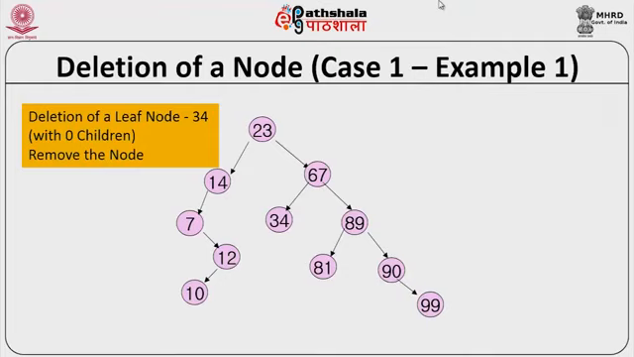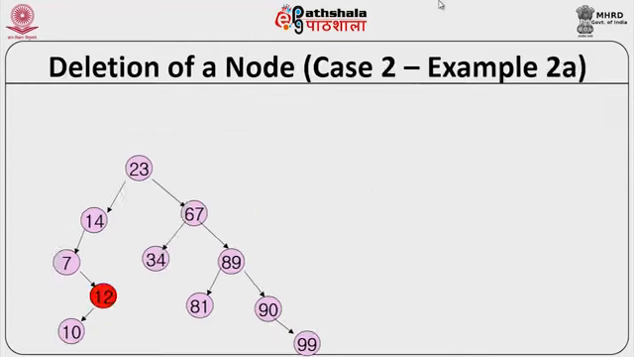The only thing is 67, the parent of 34, would have been pointing to 34. Now you make 67's left child point to null. To find 34 you first have to do a search, which we are not showing in this case. So, just remove it, that is fine. Now, we go to the second case.